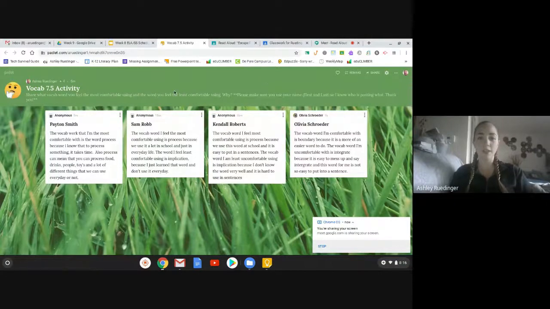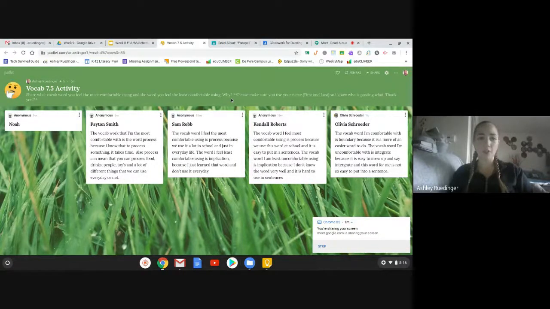Awesome, I see we've got 4 different people here. It says, share what vocab word you feel most comfortable with using and the one that you feel least comfortable with using. Explain why for each. I see Noah's popping on. Awesome. Make sure that you're using your first and last name so I know who's posting what.